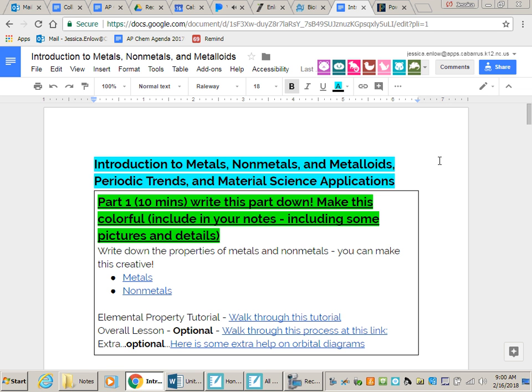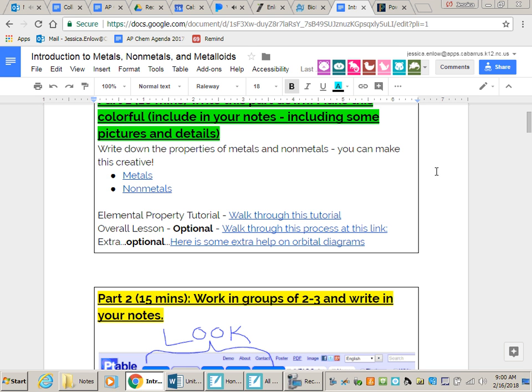I said be creative. You can make a big table. You can make a Venn diagram. Put some color into it because your brain really remembers colored-coded things better than just black and white. So your brain is hardwired to kind of differentiate that. That's why I said try to make it a little creative, pictures and details. There's some extra stuff here, but this tutorial is really good. Some of this will be reviewed from middle school, but it's a good review to start with.